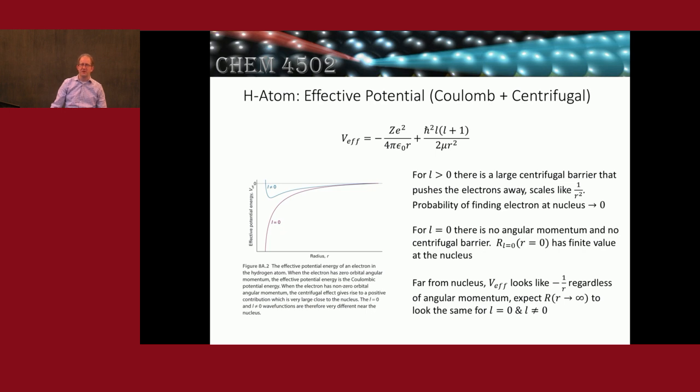And then far from the nucleus, our effective potential looks like minus 1 over R regardless of angular momentum. And we expect R of R to look the same as R goes to infinity, no matter whether it has angular momentum or not.